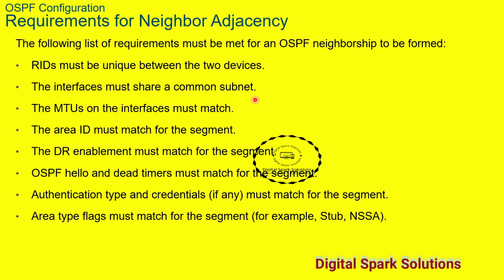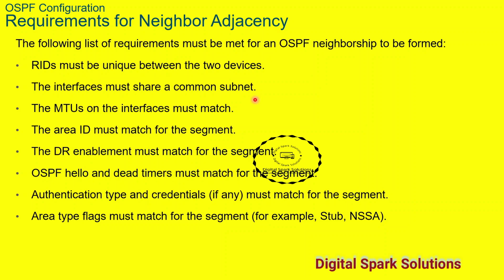Then the area ID must match for the segment. The DR enablement must match for the segment. OSPF hello and dead timers must match for the segment. Authentication type must match. Area type also must match for the adjacency to be formed successfully. So what if we have different hello and dead timers? This is the question you need to answer in the section.